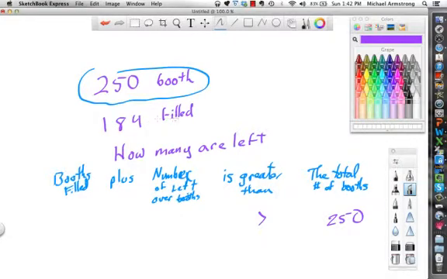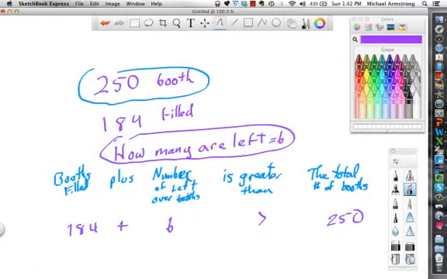And we have 184 filled. So that's over here, 184 plus, looks like this, and the number of leftover booths. Well, we could write B. B could stand for booths. So 184 plus the number of booths left over is greater than 250. So that kind of works. We're going to let B mean the number that are left. So this is the part we're trying to find out. We're going to let that be B. This is the number already filled. That's what we have. Plus the number that still need to be filled is greater than 250.